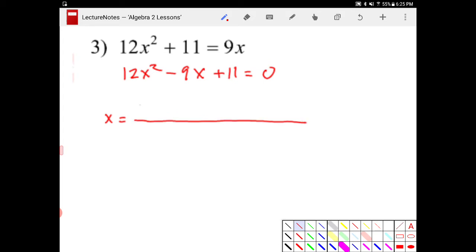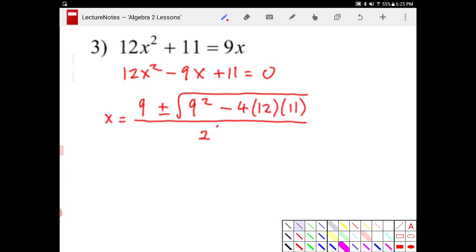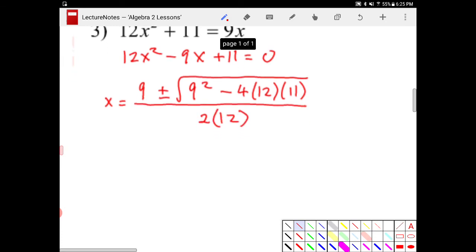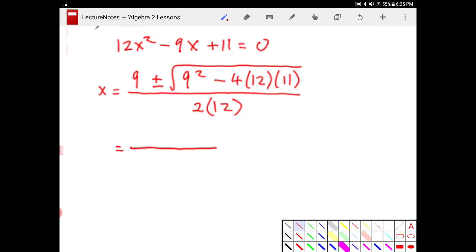So negative b, that's positive 9, plus or minus the square root of b squared. So that's 9 squared, minus 4 times 12 times 11. That is going to be a big number. I'll definitely need a calculator in a moment. And then 2 times 12. So what I end up with is 9 plus or minus the square root of 81 minus 4 times 12 times 11.